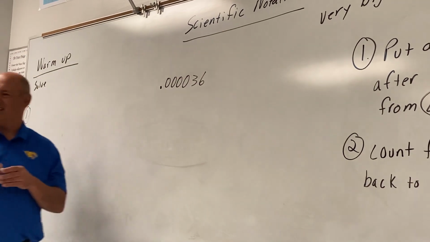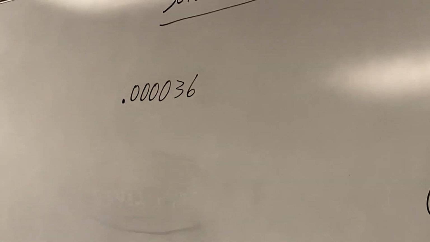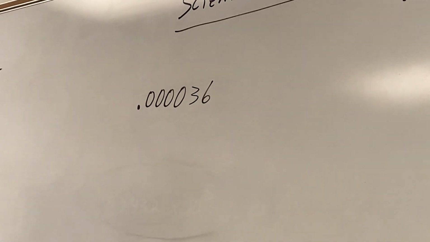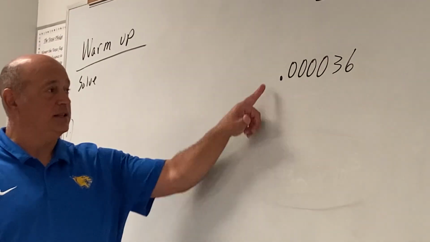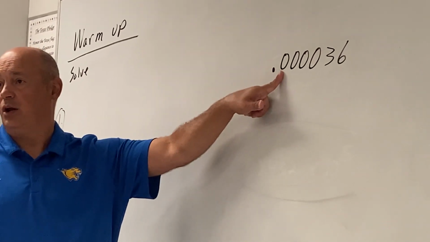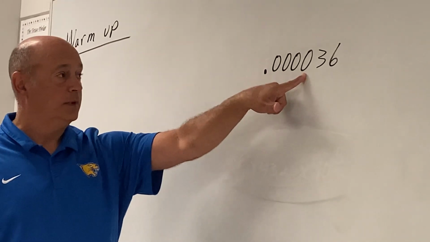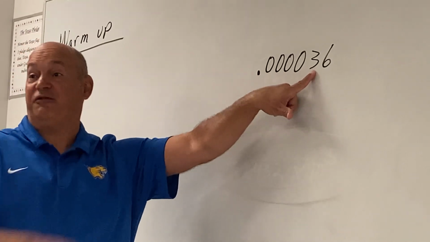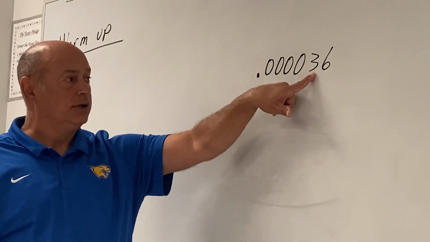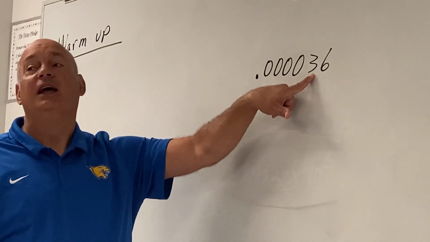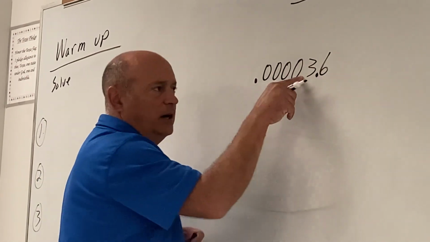Let's say they give me this tiny number, 0.00036, and they want me to write it in scientific notation. Let's put in our new decimal. Is this a non-zero number? No. Nope. No. Yes. There's the first number from the left that is not 0, so where does my decimal go? Right there, in between the 3 and the 6. Good. It doesn't go here, it goes here.